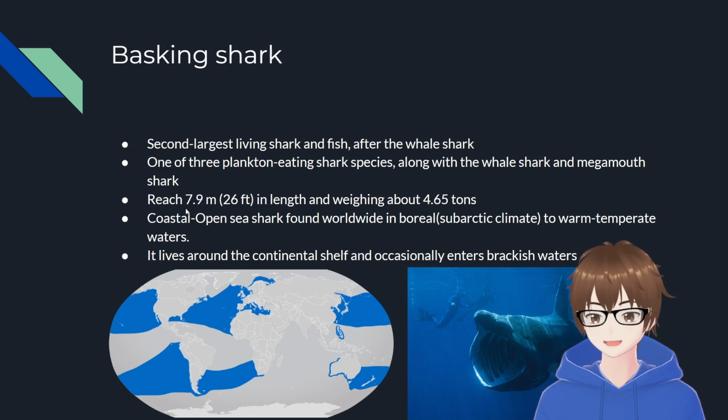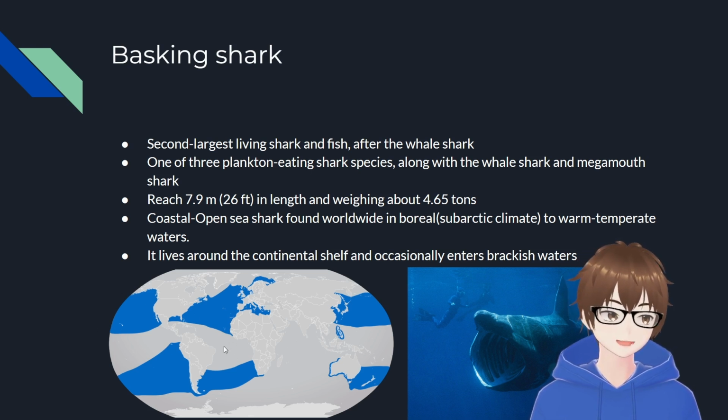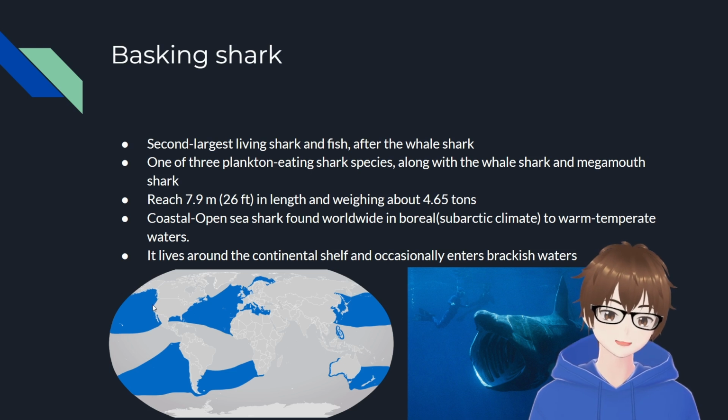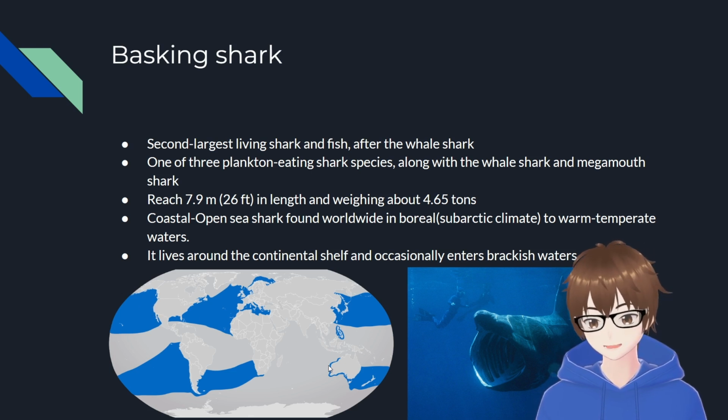They can reach around 7.9 meters or 26 feet in length and weigh around 4.65 tons. They are a coastal open sea shark found worldwide, from boreal or subarctic climates to warm temperate waters. It lives around the continental shelf and occasionally enters brackish waters. So it can't really be found in the middle tropical areas, as you can see on the map here, but it can be found in the upper, boreal subarctic climates. Then we have a picture of its range, and also a picture of a basking shark right behind me here.